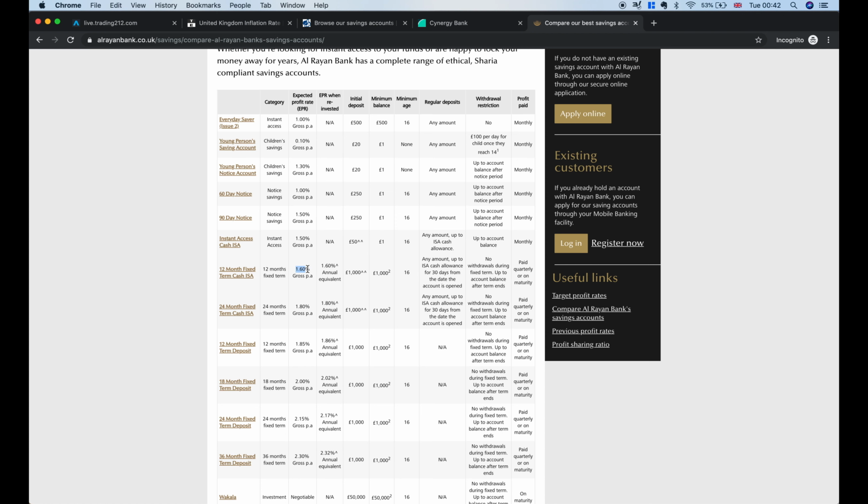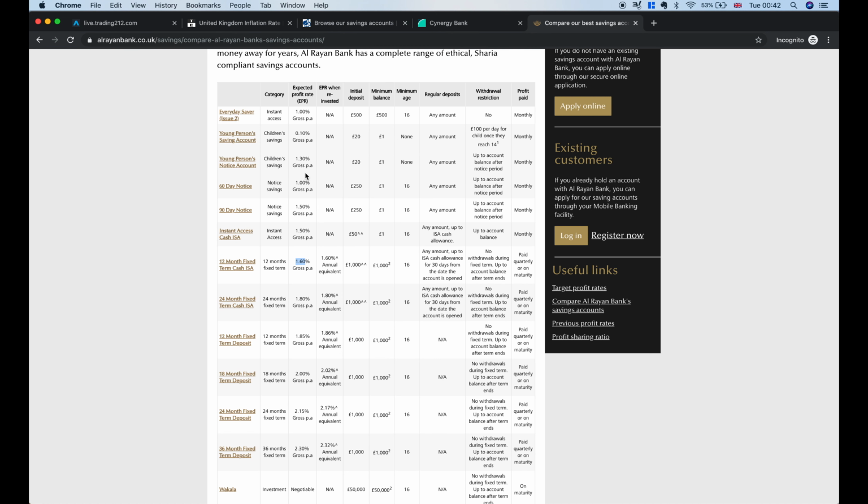But again, it's not completely confirmed, it's just an expectation. So looking at the types of accounts, there's a whole range here, but the one that caught my eye was the 12-month at 1.85%. So this account does actually beat inflation, but by a very small margin.